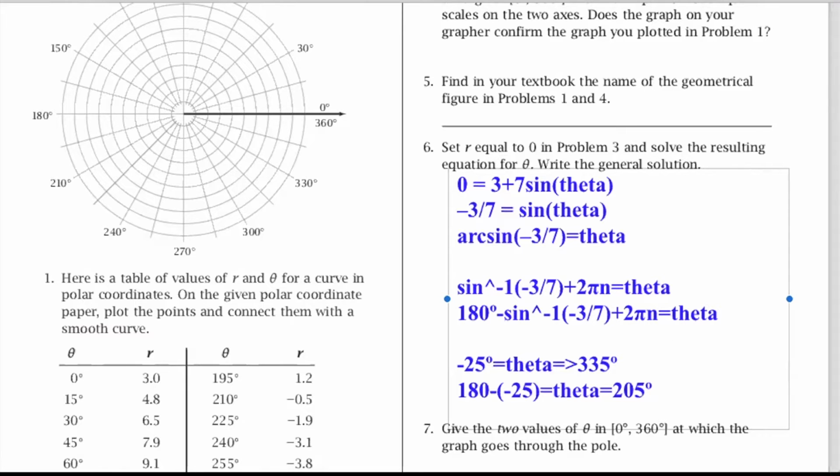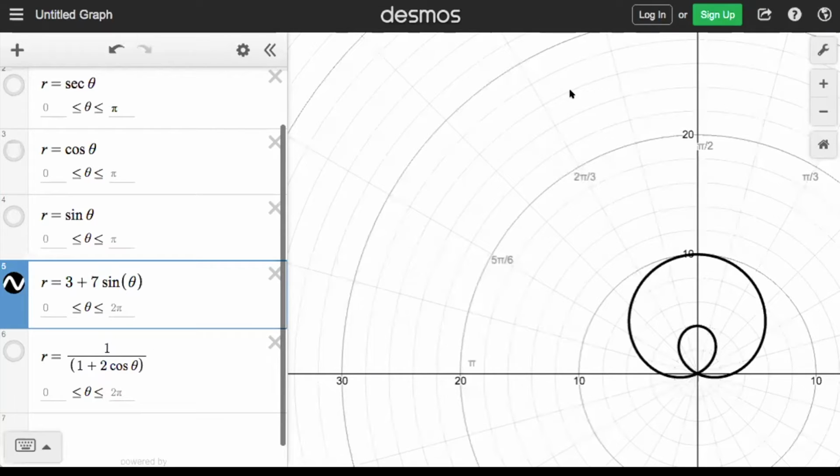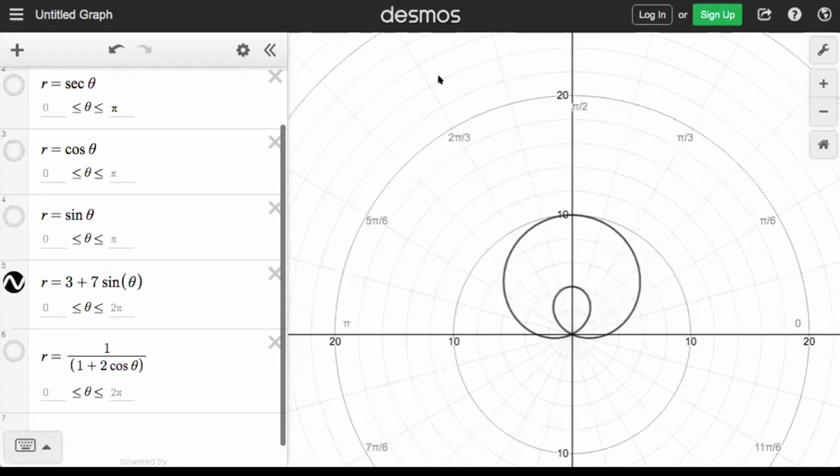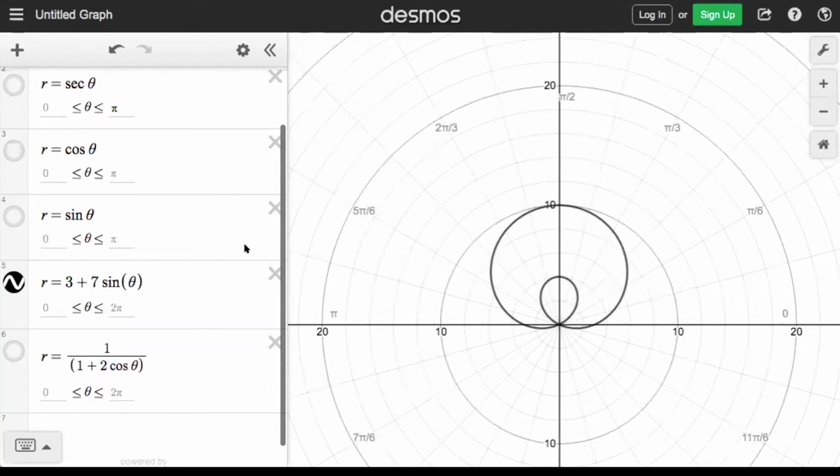Just to give you an example of that, in case you didn't do this yourself, and I kind of hope that you did, this is what this graph looks like, 3 plus 7 sine of theta. And you can see that it crosses the pole twice, but you can also see how that would happen. You're going up here from the pole, coming around and going down here and crossing that point again. So it crosses it twice in the same curve for the same equation.